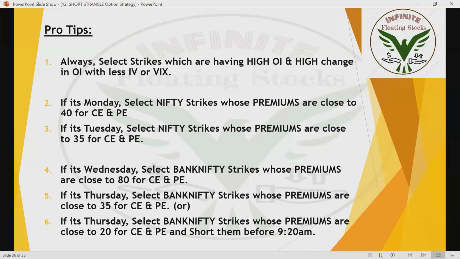So you need to be very accurate. We need to be hyperactive, shorting them before 9:20 a.m. to grab the premiums. You need to choose the strikes whose premiums are around 20 for both CE and PE and short them before 9:20 a.m., because after 9:20 a.m. theta decay happens faster and premiums will erode.